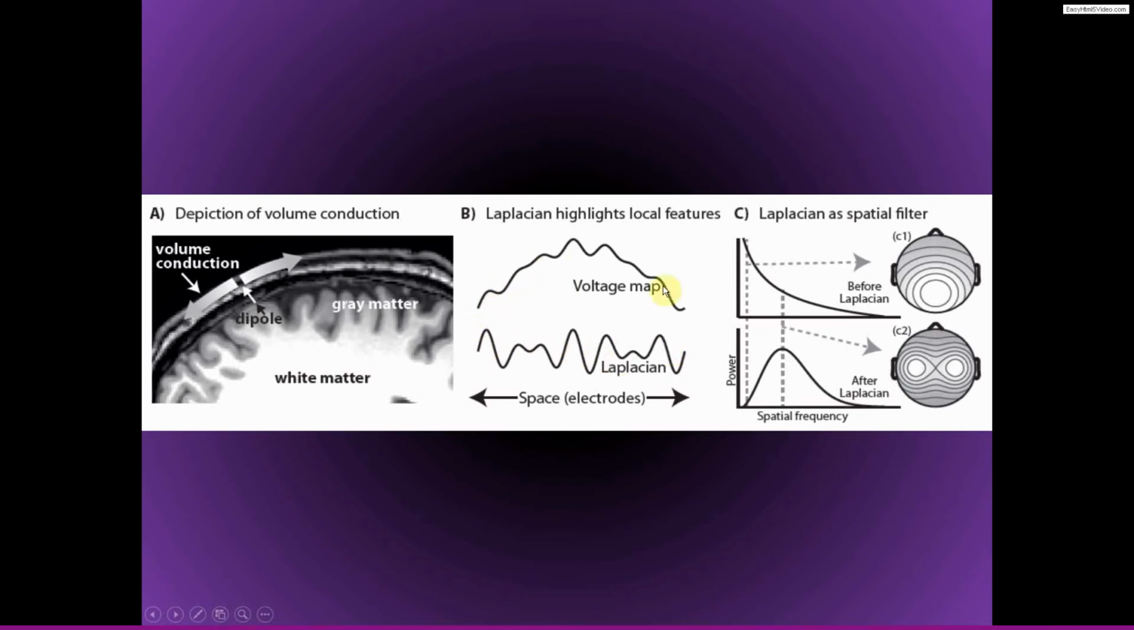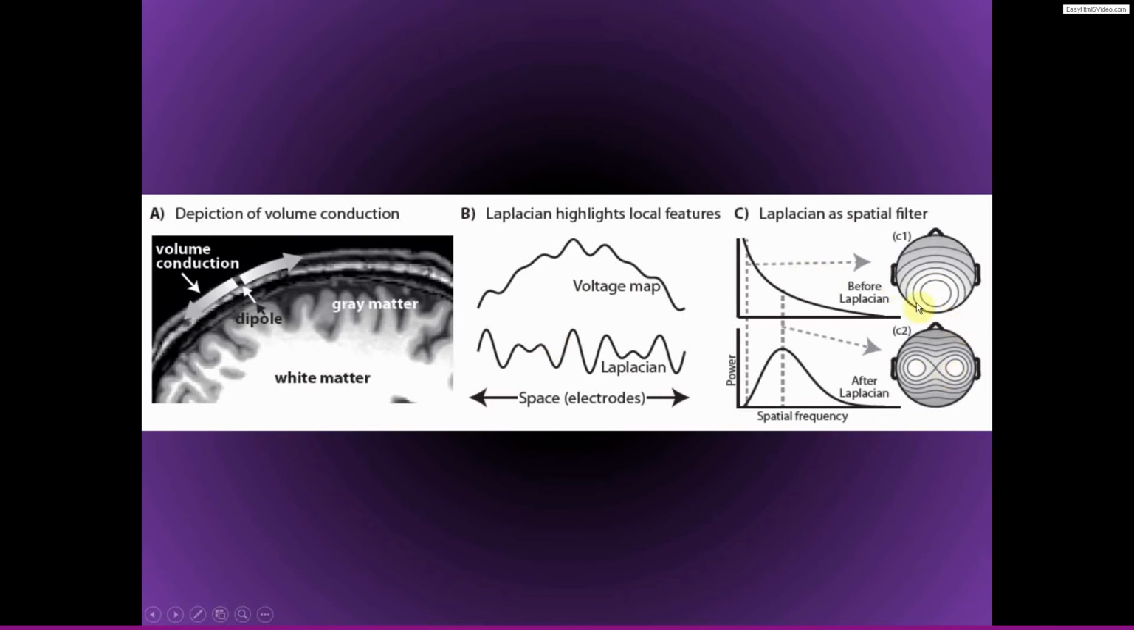Here, if you have your normal voltage map, you might see that the topography is dominated by one big low spatial frequency component. What the surface Laplacian does is attenuate this low spatial frequency component, and that allows us to highlight the features that are present in the signal but might be harder to detect. Basically, it allows us to look at these anthills on top of the mountains by sort of getting rid of the mountains.